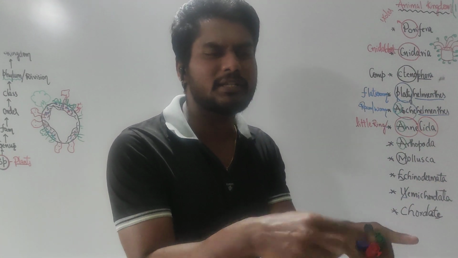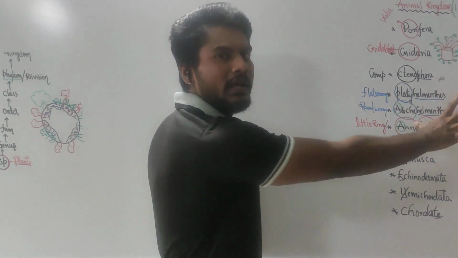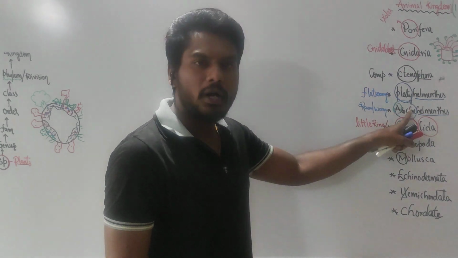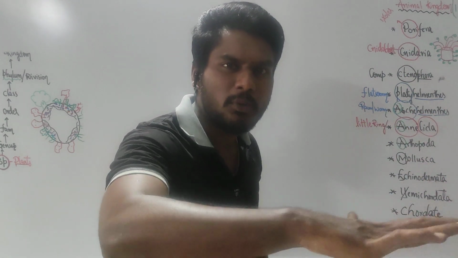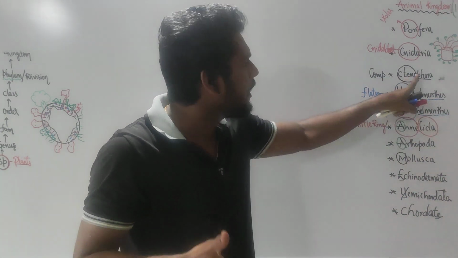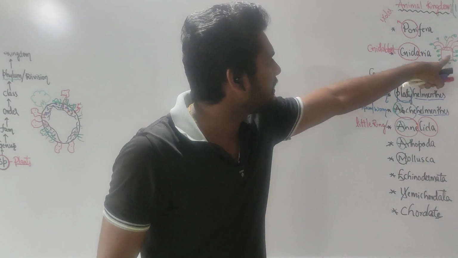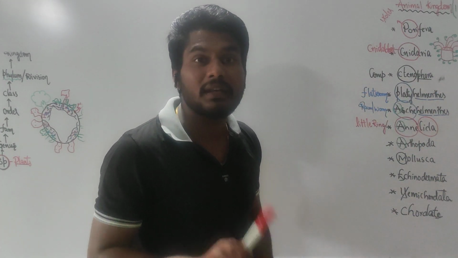All the animals whose body has little rings are placed under the phylum Annelida. All worms whose body is round are placed under Aschelhelminthes. All animals whose body is flat are placed under Platyhelminthes. Having comb plates, Ctenophora. Any cnidoblast cells in the body, Cnidaria. All holes are Porifera.